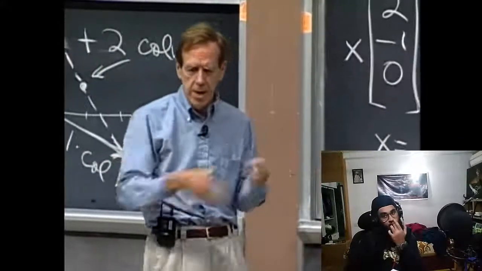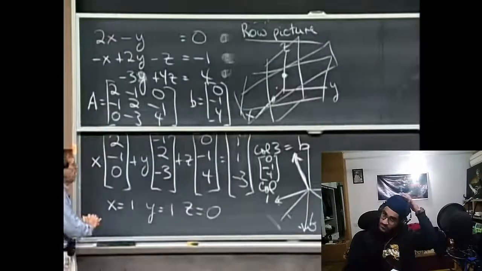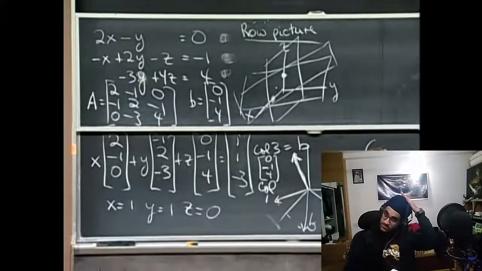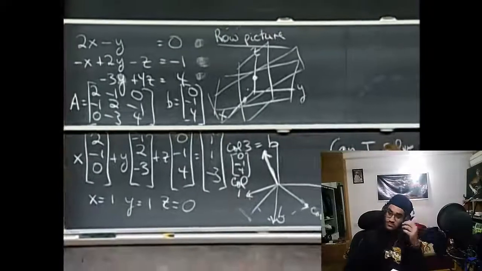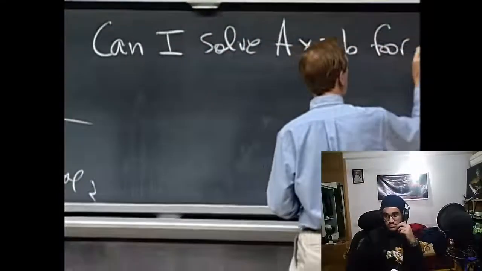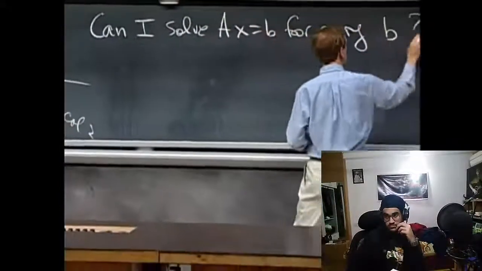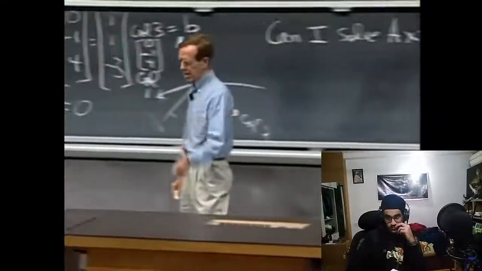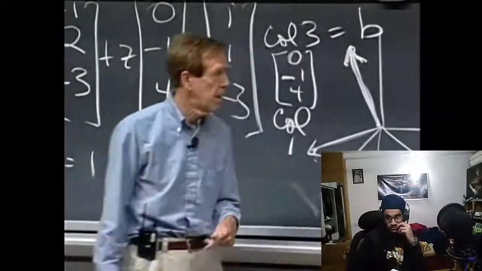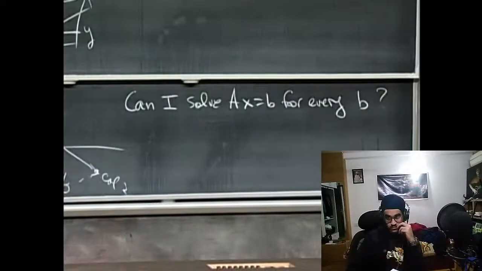Can I ask that question? So that's the algebra question. Can I solve AX equal B for every B? Let me write that down. Can I solve AX equal B for every right-hand side B? I mean, is there a solution? And then if there is, elimination will give me a way to find it. I really wanted to ask, is there a solution for every right-hand side?